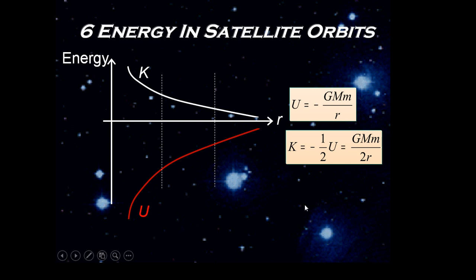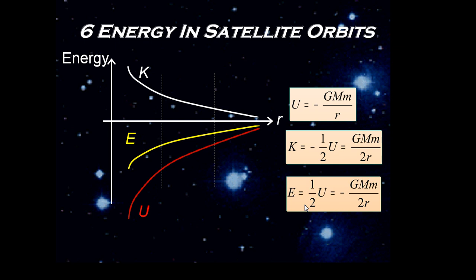And the total energy is just the reflection of the kinetic energy graph. The E graph is just a reflection of the K graph. So these are your three energies that you have for anything that's doing an orbit.